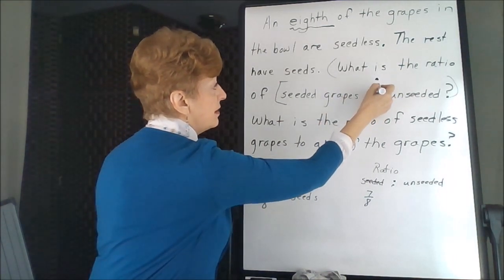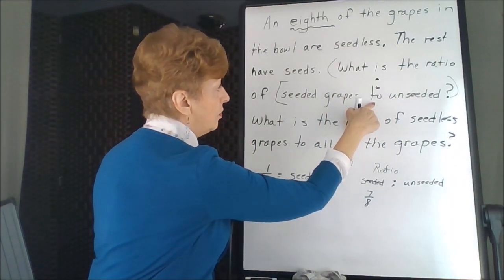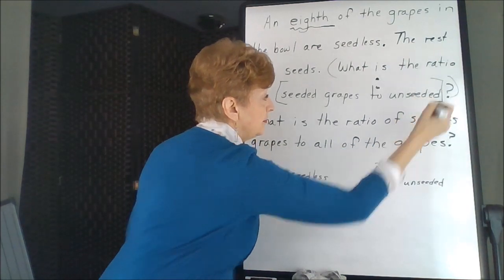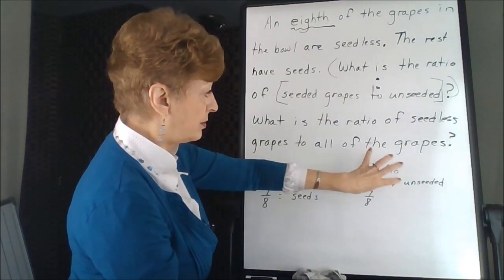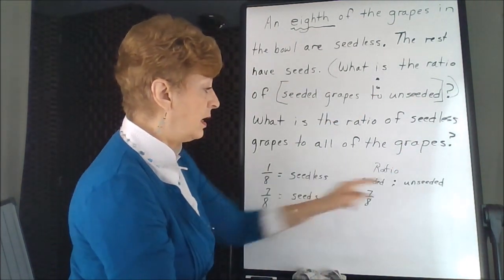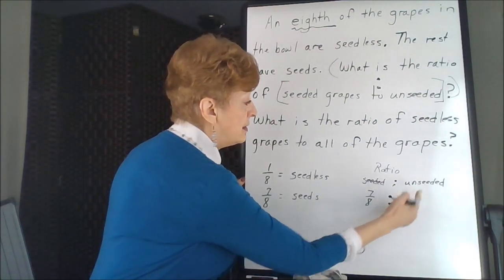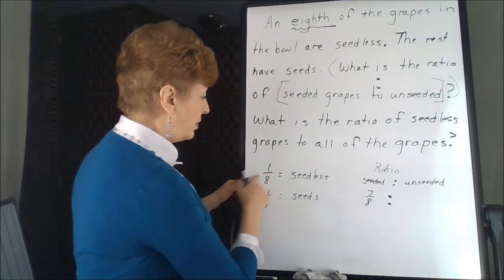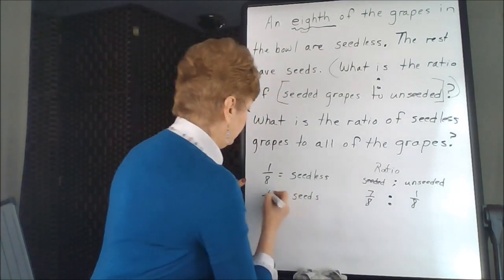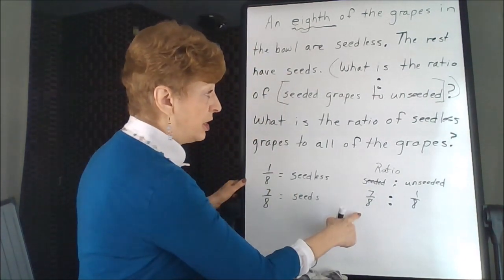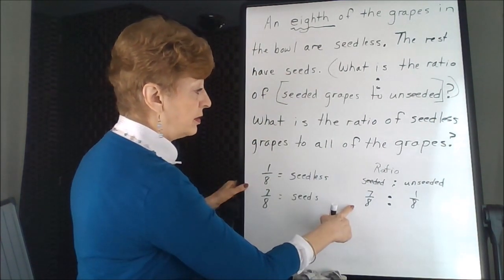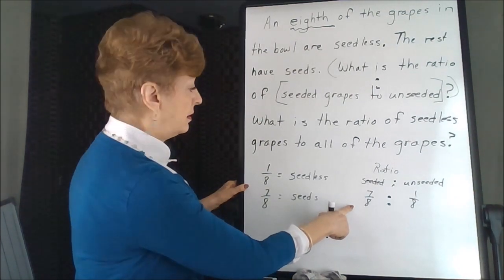We could represent the "to" as the colon. I just pulled that down. That was my ratio. Is to the unseeded, that number was 1/8. So we've expressed our ratio for the seeded to the unseeded.